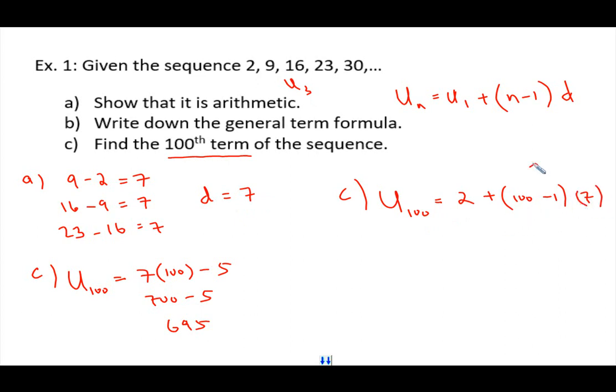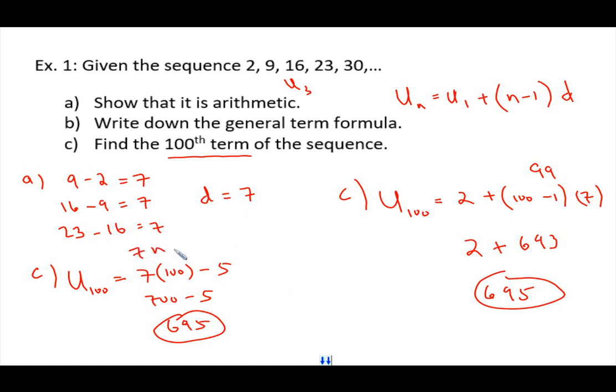So we're going to end up with 99 times 7, so 2 plus 99 times 7, that's going to give us 693. So we end up with 695 as our answer. So when you don't know the general term formula yet, this is how you would find a specific term, using this formula right here. Now, if you know the general term formula, remember we found the general term formula, 7n minus 5, then you can just plug whatever n is into here, and then it's a little bit less work, okay?